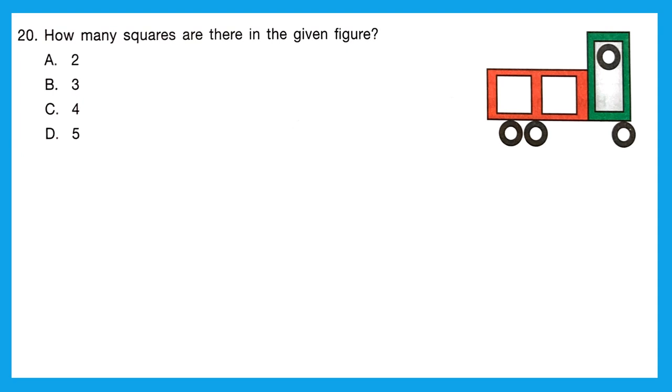Question 20. How many squares are there in the given figure? A square is a shape that has four sides and four corners and all four sides are equal. So let's count. 1, 2 and I think that is all. So we have only two squares in this given figure. The correct option is option A.